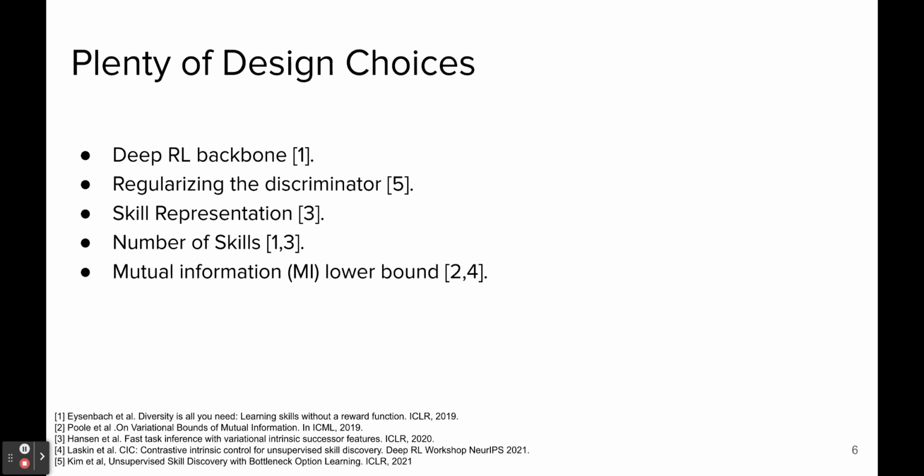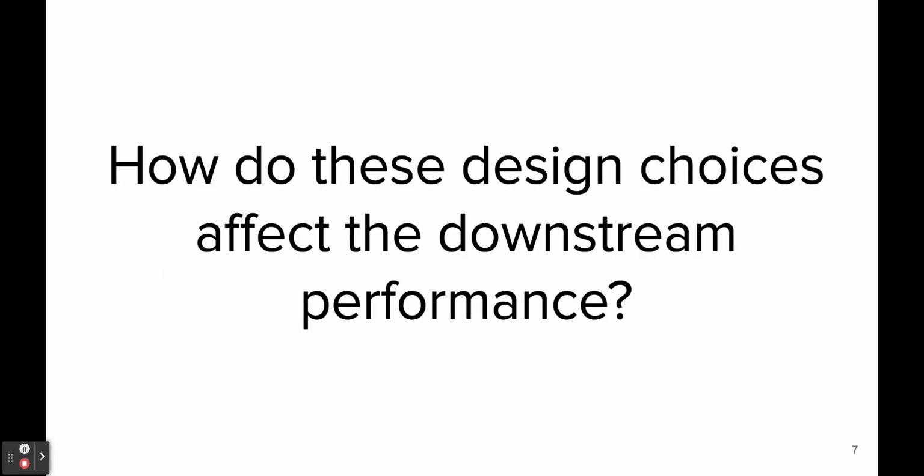In practice, we have plenty of design choices if we want to implement an unsupervised skill discovery algorithm. For example, the deep RL optimizer that will maximize the intrinsic reward, the skill representations, discrete or continuous skills, the number or the size of the skills, and the mutual information lower bound. So in this work, we ask the question, how do these design choices affect the downstream performance?